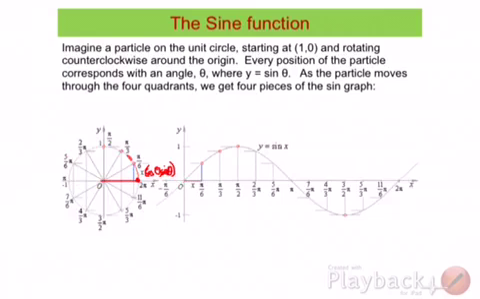And I can keep moving around my unit circle counterclockwise, and I will be plotting the points as I go along. When I get up to pi over 2 or 90 degrees, I'm at 1. My y value is 1, so I have to plot that at 1. That's my peak, so I'm going to start coming down then again, and that's going to be this part here.